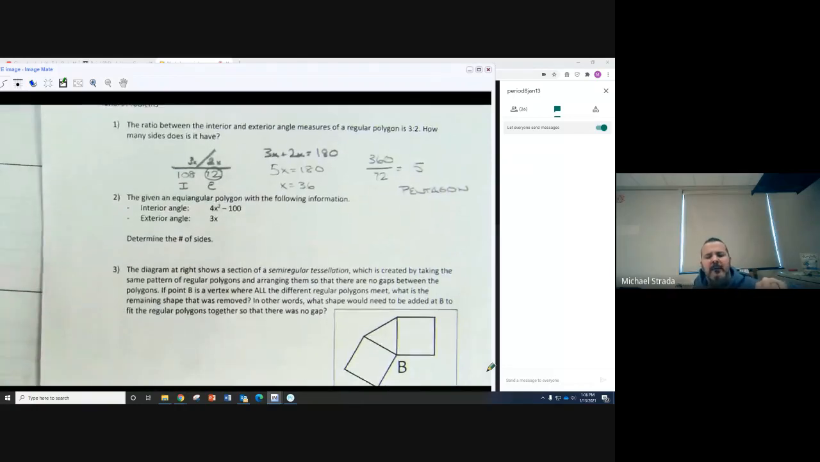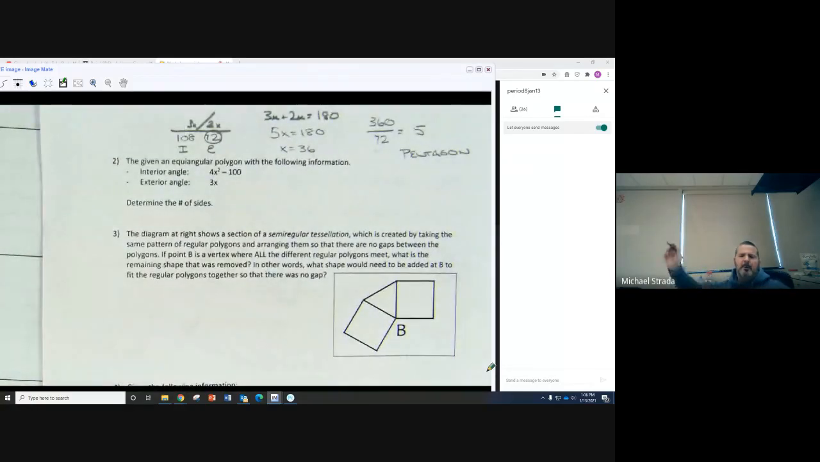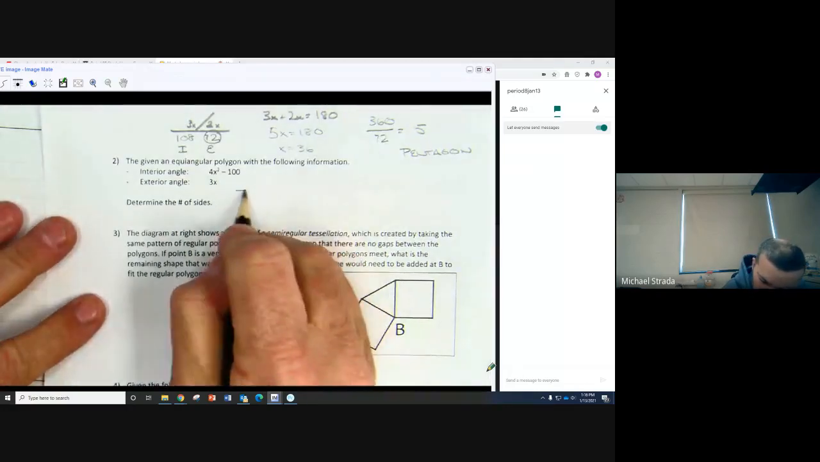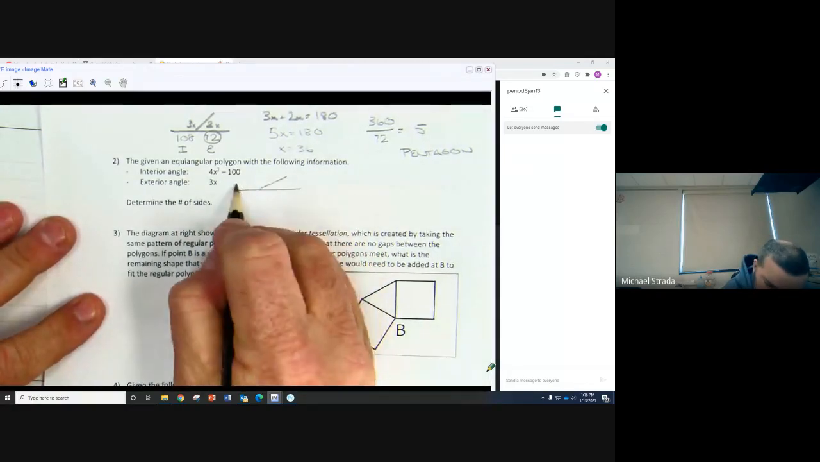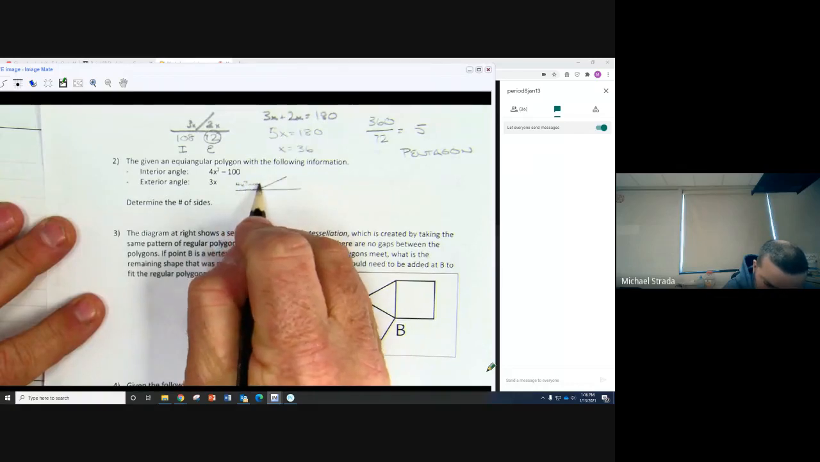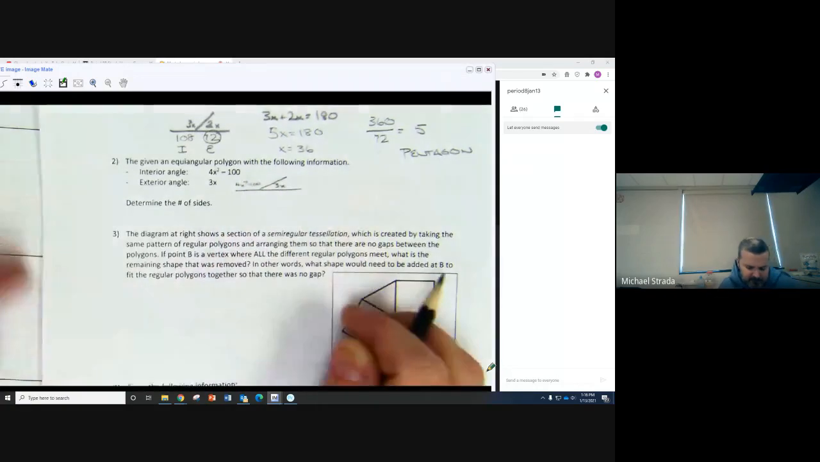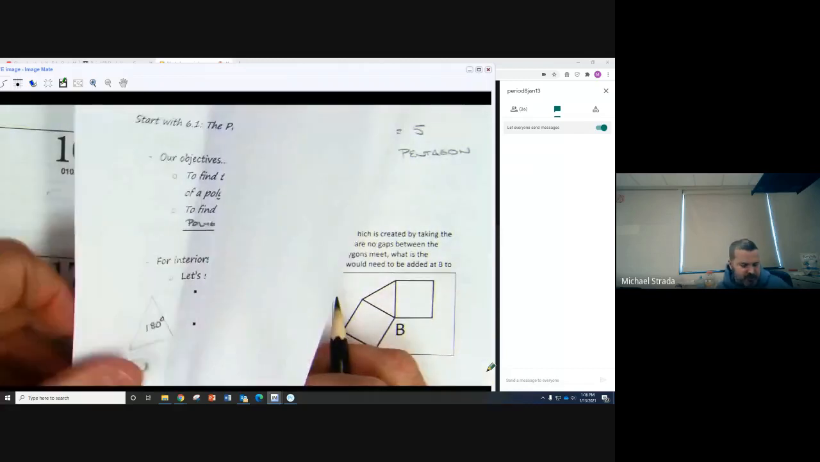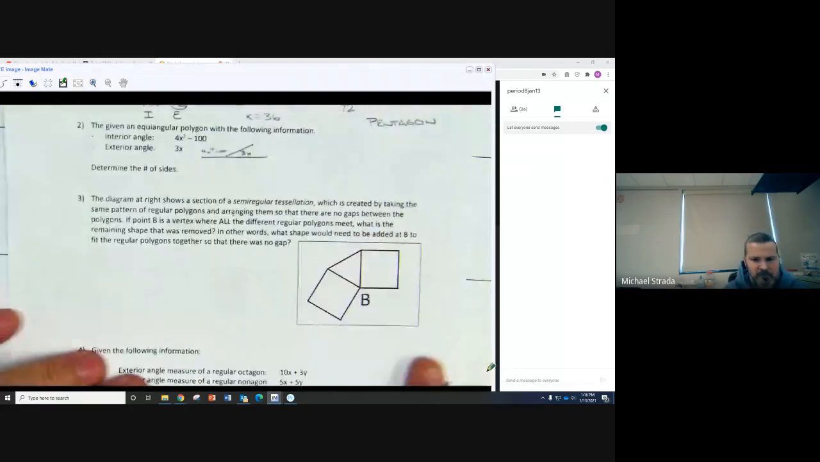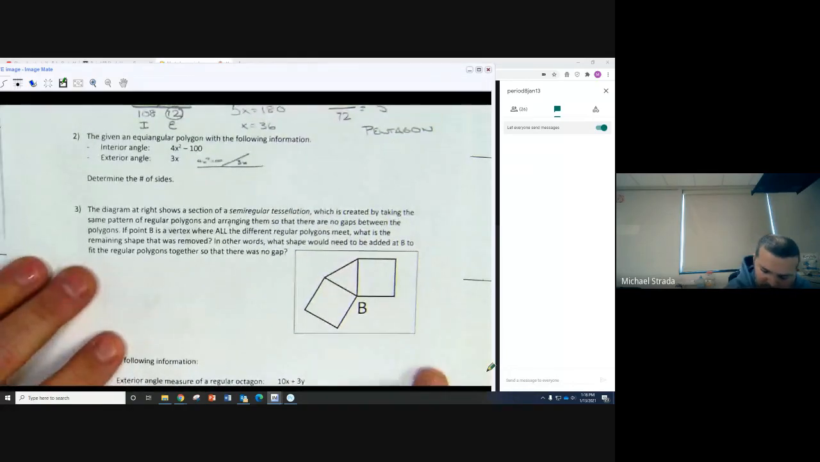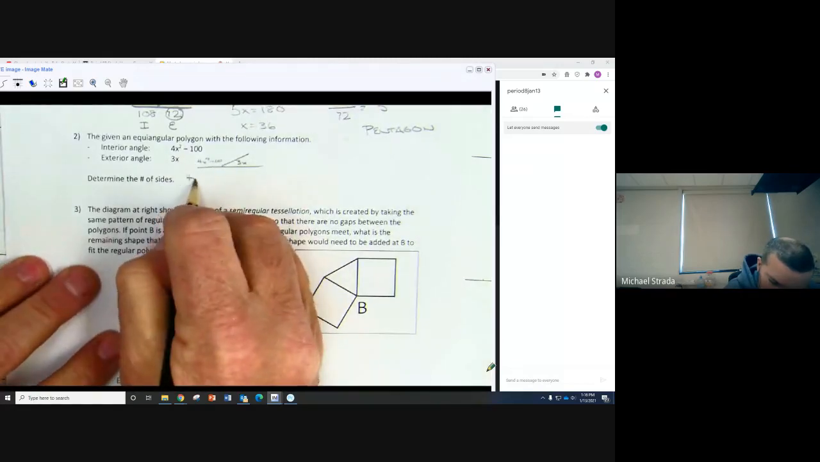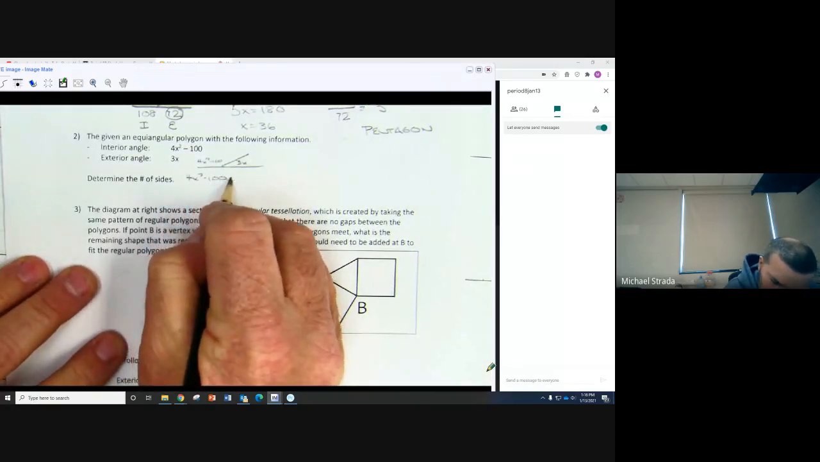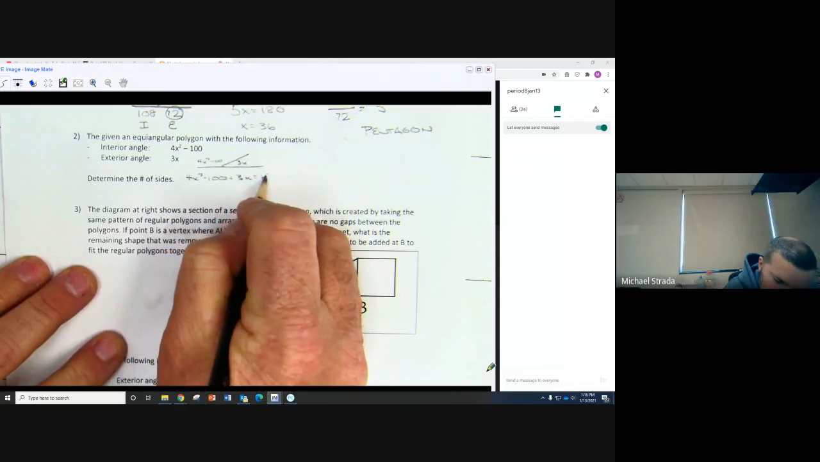Okay. Next up, given an equiangular polygon with the following information. The interior angle is 4x squared minus 100. The exterior angle is 3x. All right, so once again, the interior and the exterior, no matter what relationship they give us, is always going to be supplementary. All right, so 4x squared minus 100 plus 3x is equal to 180.